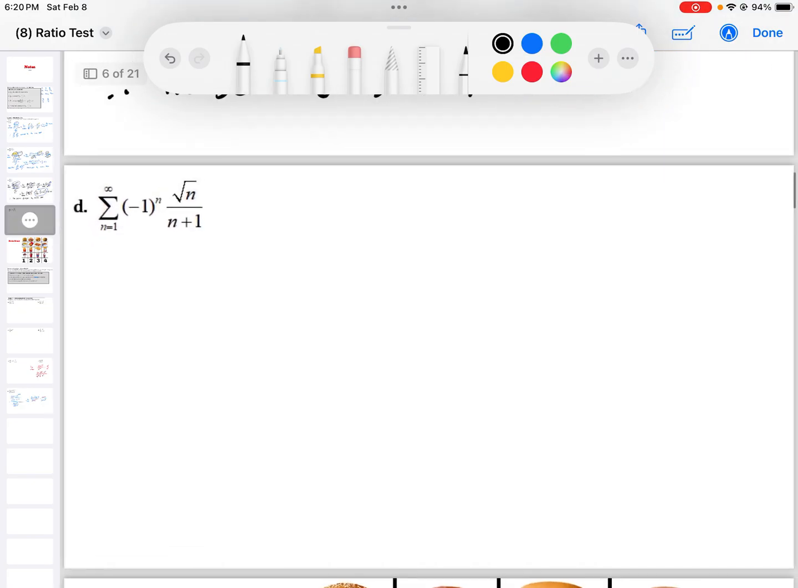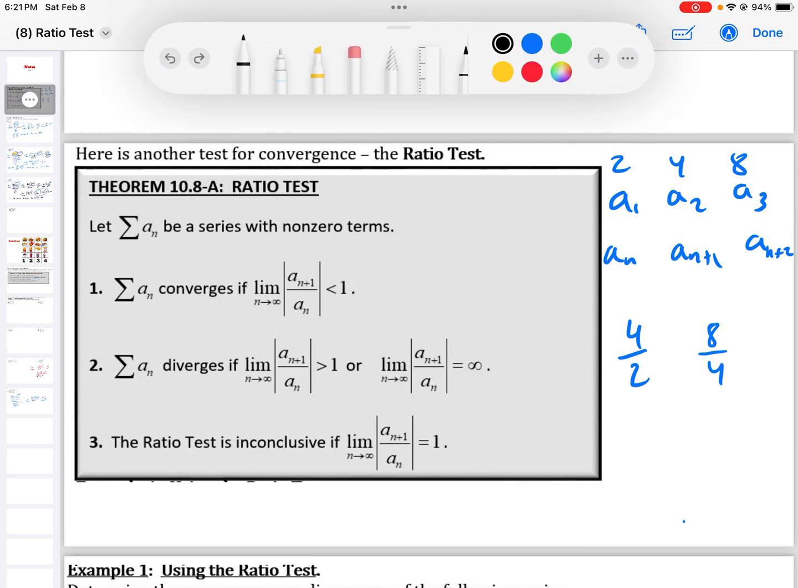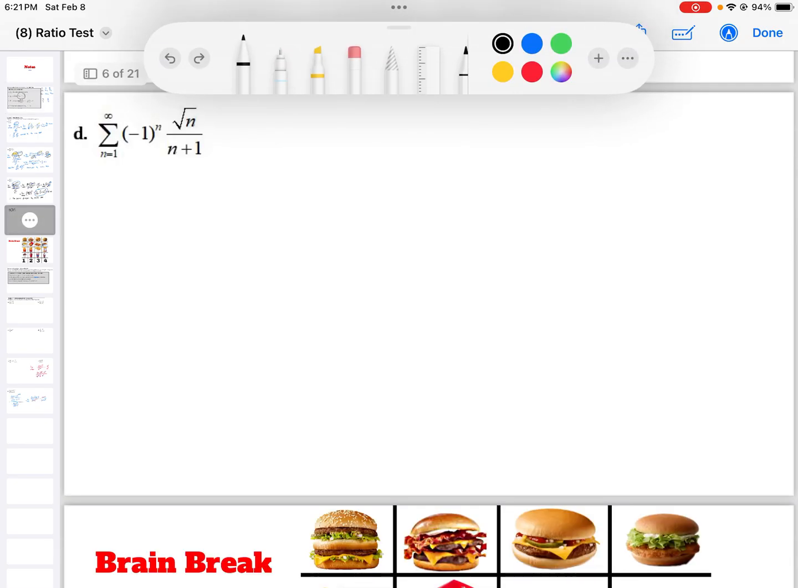All right, last one of this part, and then we'll talk about all the different series and recap. So this one looks like an alternating series. It's an alternating series, so I'm going to ignore that, because the ratio test looks at the absolute value. So it being positive or negative doesn't really matter. I'm going to ignore it while I look at the limit.